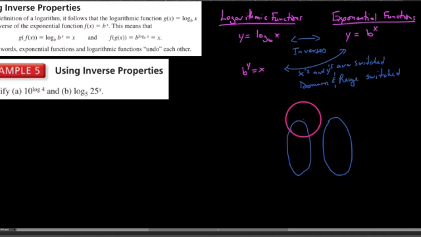So let's go ahead and assume that we have two functions here. And what we're going to do is instead of y equals b to the x here, we're going to change this to f of x equals b to the x, just to be consistent with what they're saying over here in the table. So f of x equals b to the x instead of y equals b to the x. And we'll call this g of x. g of x equals log base b of x.